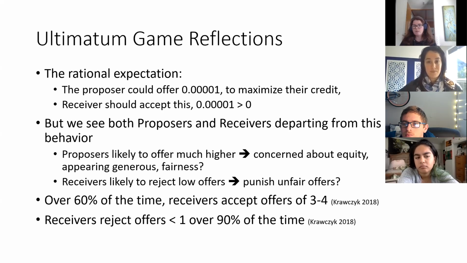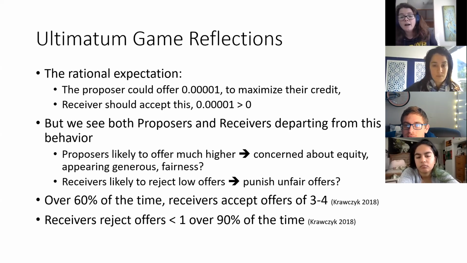I kind of put the word punishment in someone else's mouth because that's the inclination: even though neither of you would receive any credit, you gain some psychological utility from punishing a person for being too greedy or not being fair. And this is actually a result we see a lot in the literature when people play this game. If they play it with $10 bills, over 60% of the time, receivers will accept an offer of $3 to $4, or 3 to 4 extra credit points. But over 90% of the time, receivers will reject offers of less than $1 or 1 extra credit point.